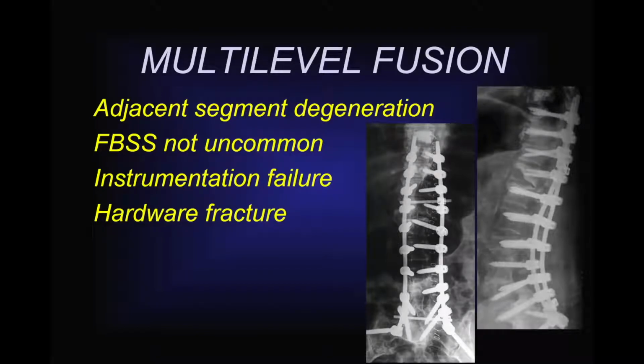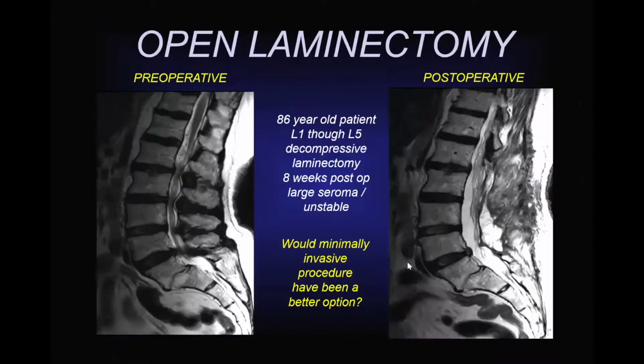For example, a multi-level fusion may lead to premature adjacent segment degeneration. Failed back surgery syndrome is not uncommon in patients with multi-level fusions and other large invasive surgical procedures. Instrumentation failure can occur, or fracture of the hardware itself, or loosening, migration, and other causes for instrumentation failure.